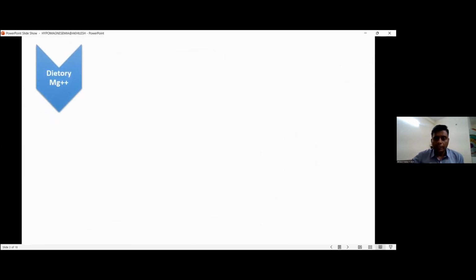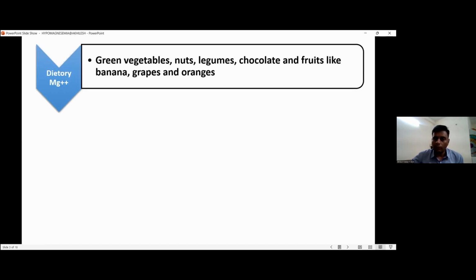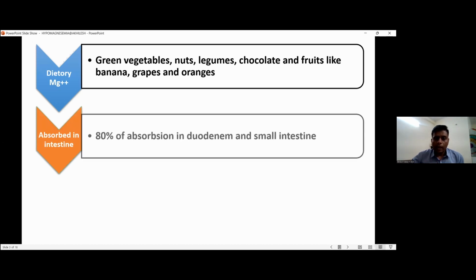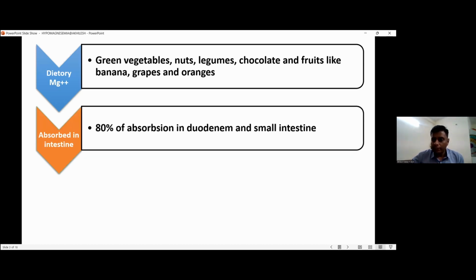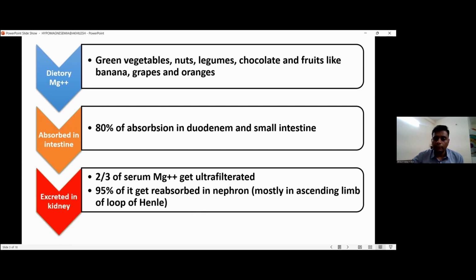So, how does magnesium metabolism take place? We take magnesium in the form of vegetables, nuts, legumes, chocolates, and some fruits like banana, grapes, and oranges. It reaches the intestine, and almost 80% of magnesium gets absorbed in the duodenum and small intestine. Via blood, it reaches the kidney, where almost two-thirds of the serum magnesium gets ultrafiltered, and out of which 95% of filtered magnesium gets reabsorbed, mostly in the ascending limb of the loop of Henle. So it is also important to know that the maximum absorption takes place in the intestine, excretion is by the kidney, and 95% gets reabsorbed in the loop of Henle.